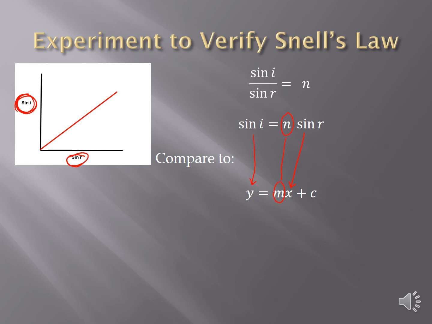So the slope of this red line should return to us the refractive index of whatever block we're using. And the fact that there's nothing on the end of the equation, plus 0, means that our y-intercept c is 0, and that our graph should go through 0, 0. And that knowledge is useful when drawing your best fit line for the graph.